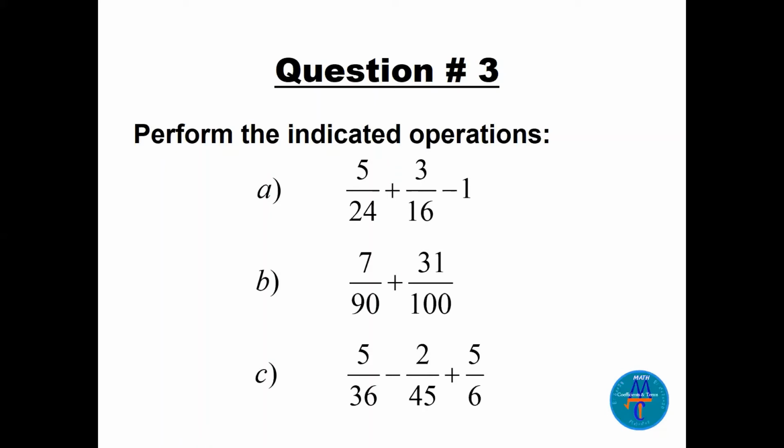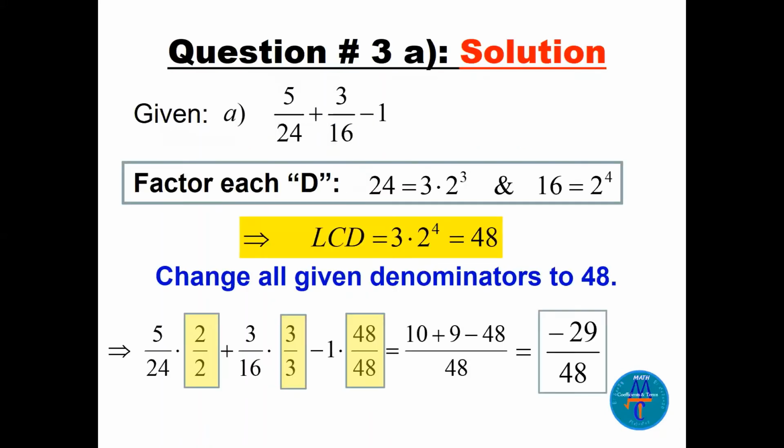24. See, when I see the denominator is different, my eyes go to the denominators, 24 and 16. So I break it down, factor each denominator. This is the meaning of breaking down. Factor each denominator, break it down into prime numbers. 24, what is 24? 3 times 8. What is 8? 2 cubed. You have to make each denominator broken down into prime numbers.